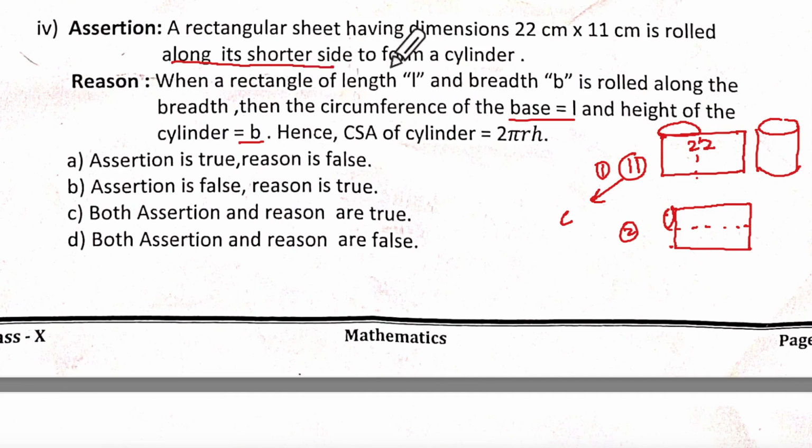Now what are they saying? When the rectangle of length L and breadth B is rolled along the breadth, that means if it is this kind of situation, rolled along the breadth, not the length, then the circumference of the base, that is this, circumference of the base is L. So they are saying now circumference will be 22. They are saying circumference will not be 22, it will be 11, correct?